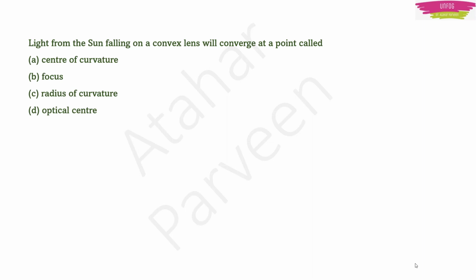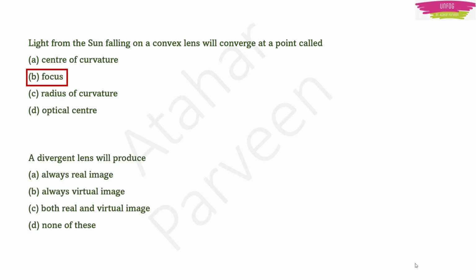The point where the light will converge is called focus. Next question. A divergent lens will produce always real image, always virtual image, both real and virtual image, none of these. So the divergent lens will always produce virtual image. Okay. Divergent lens means concave lens. You have to remember this.